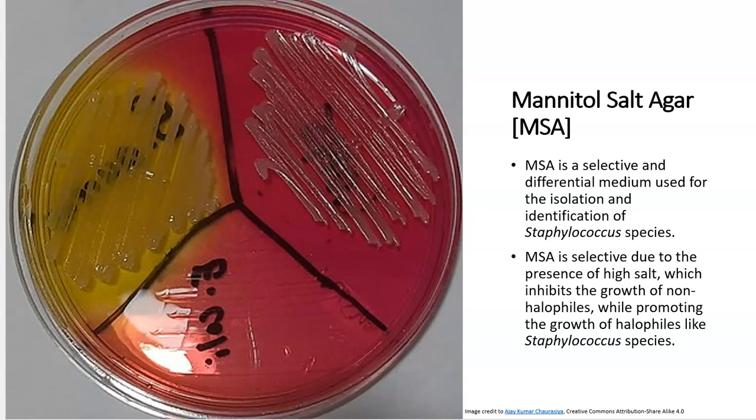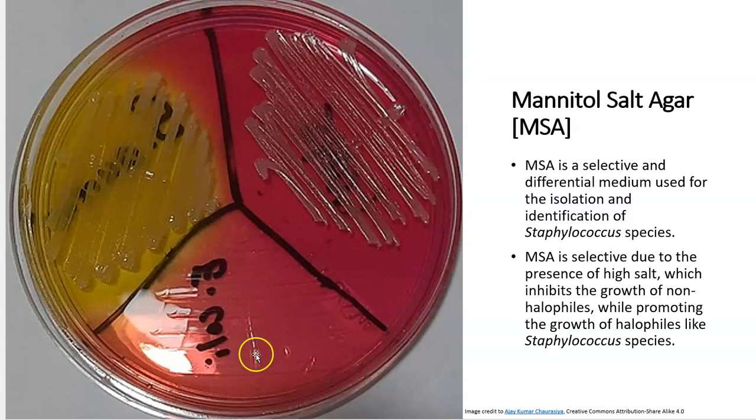The plate has a high salt concentration, hence the name mannitol salt agar, and most bacteria are not able to thrive in the presence of salt. So most bacteria, like E. coli, if you put them in this plate, they would not be able to grow. It would create a hypertonic environment, and the bacterial cells will shrivel and die.